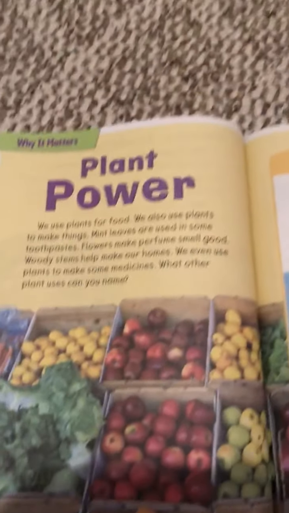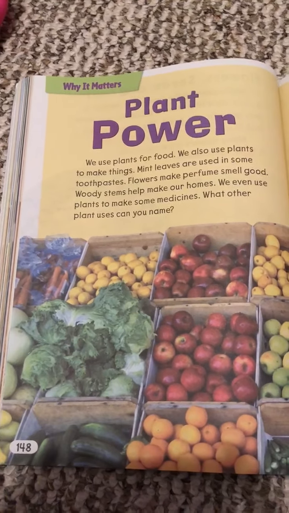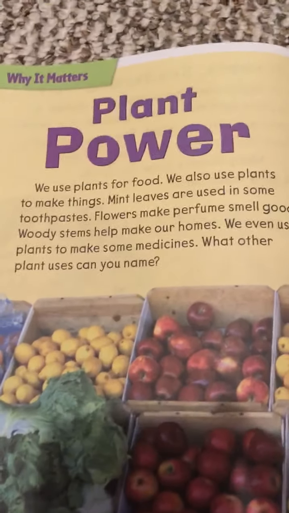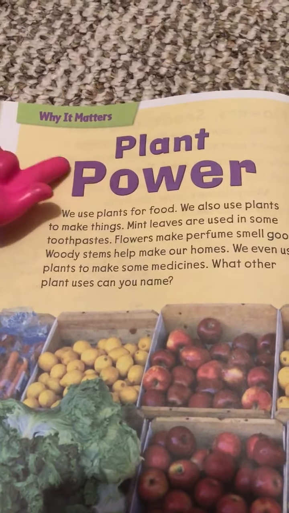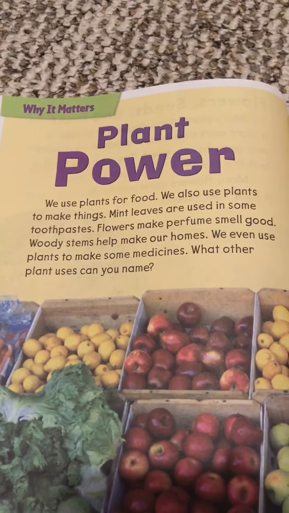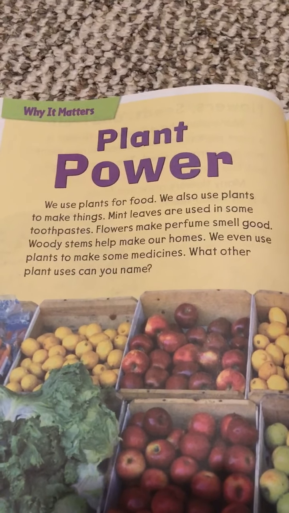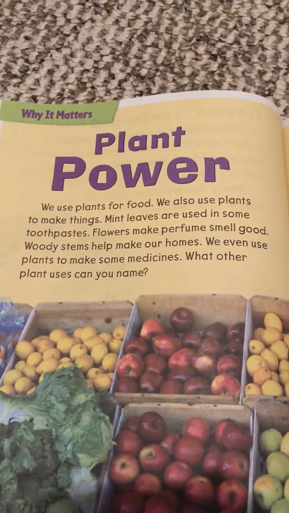So we're going to go back to the book. We are on page 148. At the top, it says plant power. So we're going to be learning about the powers of plants and what we can use them for. We use plants for food. We also use plants to make things. Here's where it gets really interesting.